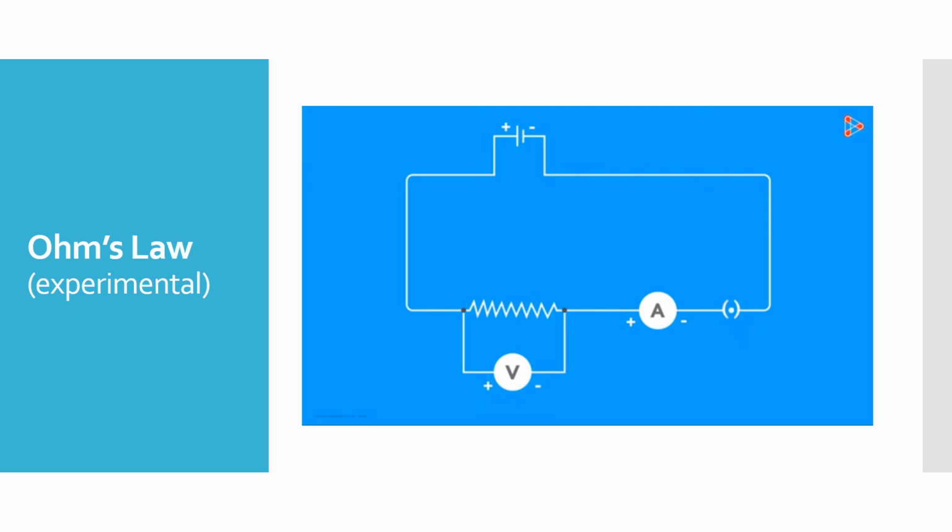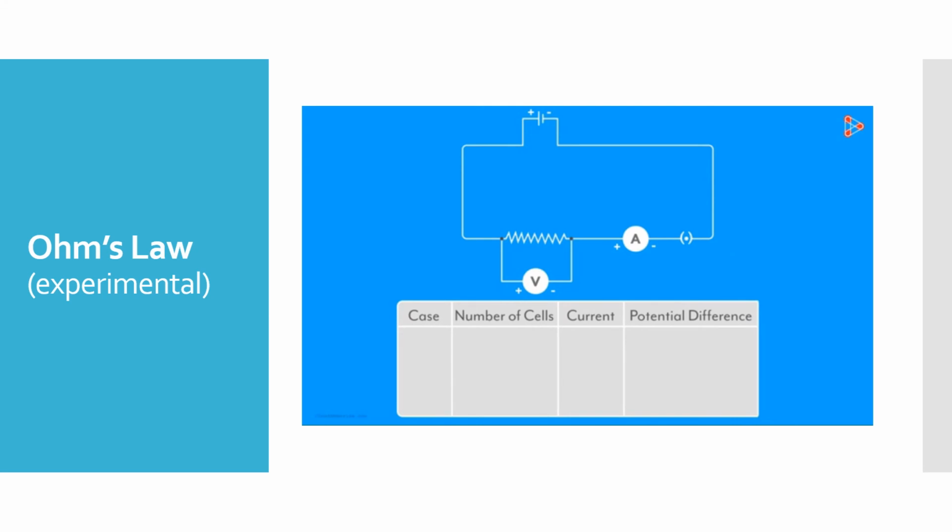We close the plug key and note down a few readings. We need to note down the reading in the ammeter and the reading in the voltmeter. Let the current and the potential difference be I1 and V1 respectively. In the second case, connect 2 cells in the circuit and note the respective readings of the ammeter and the voltmeter. Don't forget, the ammeter gives the value of current through the nichrome wire and the voltmeter gives the potential difference across the nichrome wire. Let's say the readings are I2 and V2 respectively. And then repeat the same procedure for the third case when 3 cells are used as the source.